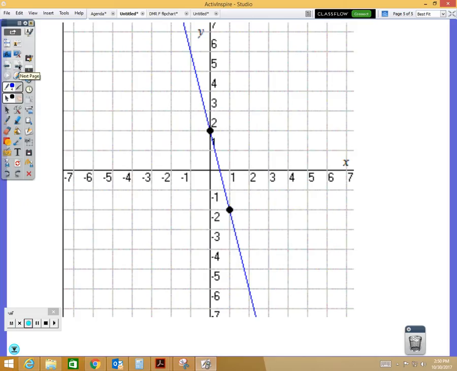This one would be a nice negative, right? Now, again, I always want you to go up or down first. Your top number is going to be how many up or down. So to get to this point, again, we're going from left to right. We're going to go down 1, 2, 3, 4. And then we only have to go over 1. So negative 4 over 1 can be rewritten as just negative 4.